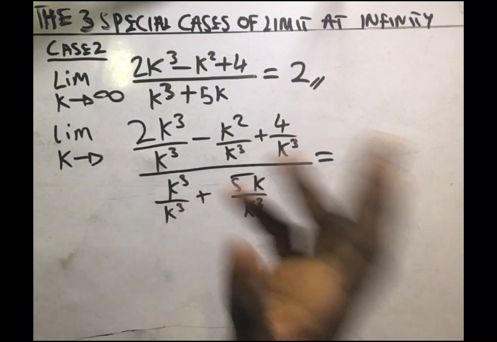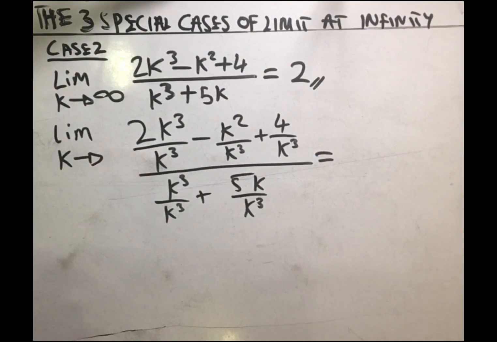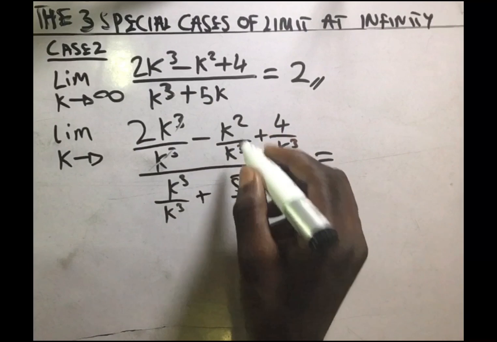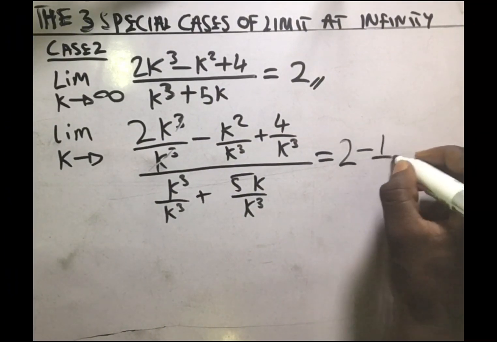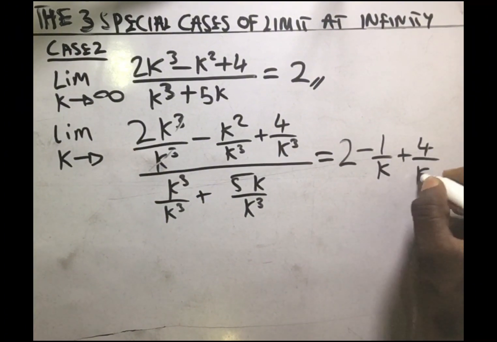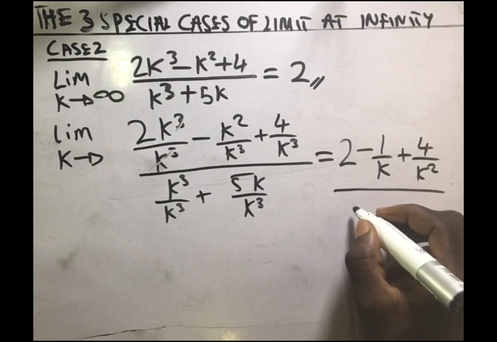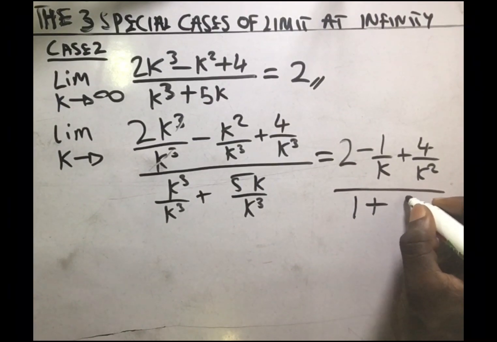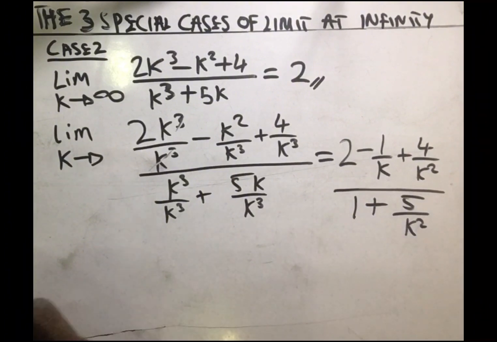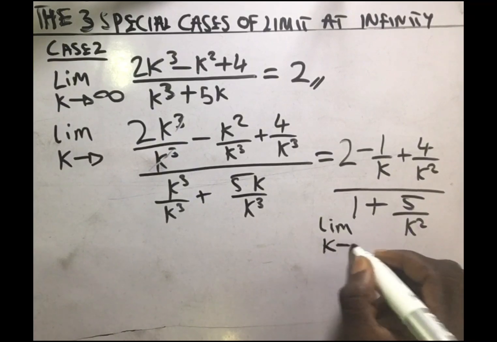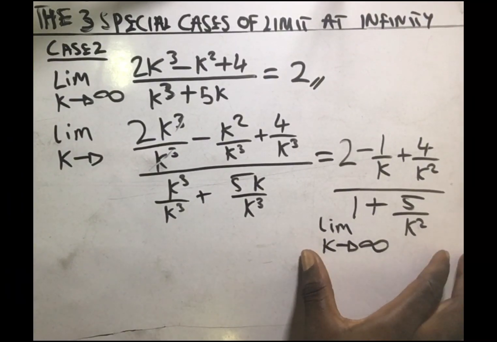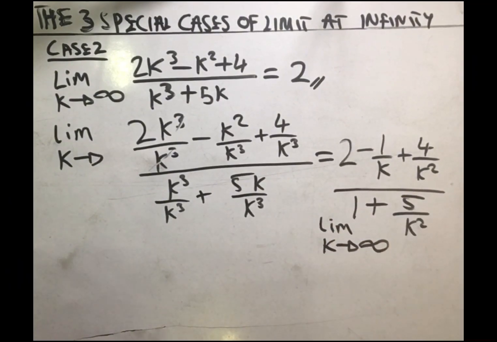What's the next thing to do? So let's cancel out the ones that can cancel out and see what is left. So doing that, this will go, and here 1 will be left. So we have 2 minus 1 over k plus 4 over k squared all over, and for the denominator it's going to be 1 plus 5 over k squared. Remember, your limit still tends to infinity. So what you are going to do is to substitute infinity into this new simplified function that we have. So the first thing we did is that we simplified by dividing the numerator and the denominator by k to the power of 3. And after doing that, some terms have cancelled out, and what is left is this. So substitute the value of k, which is infinity, into this, and see the resulting answer.